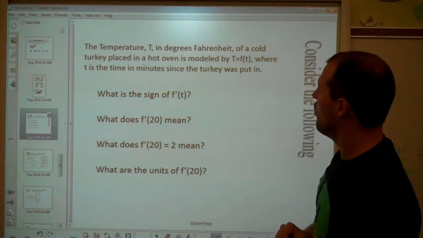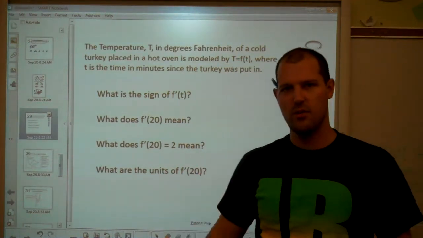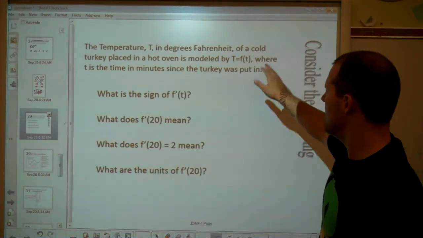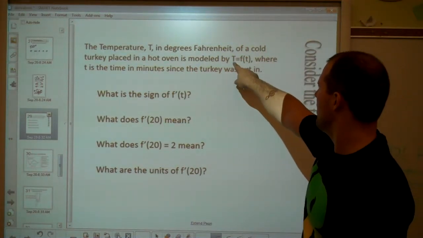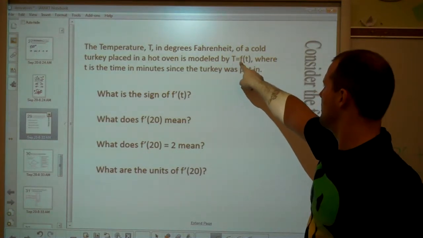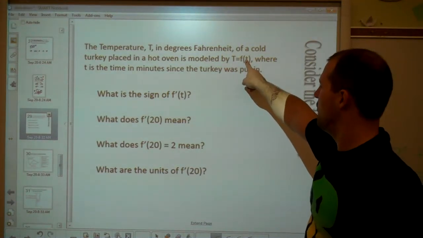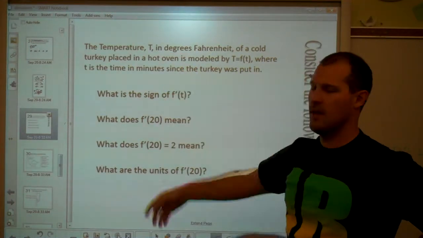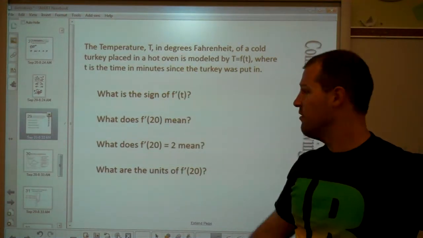But you're placing a cold turkey in the oven, and what's it going to do? Well, it's going to heat up, right? And so how does it heat up? It heats up by some function. We've got our temperature here. That's the temperature as a function of time. And so what we want to know is what is f prime. Okay? So remember, that's a derivative.